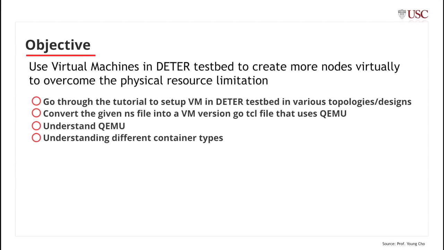The goal of this tutorial is to understand what QEMU is, understand the container types that DETER can run, and finally, once we have understood how to create virtual machines and virtual processes under DETER lab or under each physical node, the final step for us is to convert the given NS file into a VM version, a virtual machine version, which can run the nodes in QEMU.